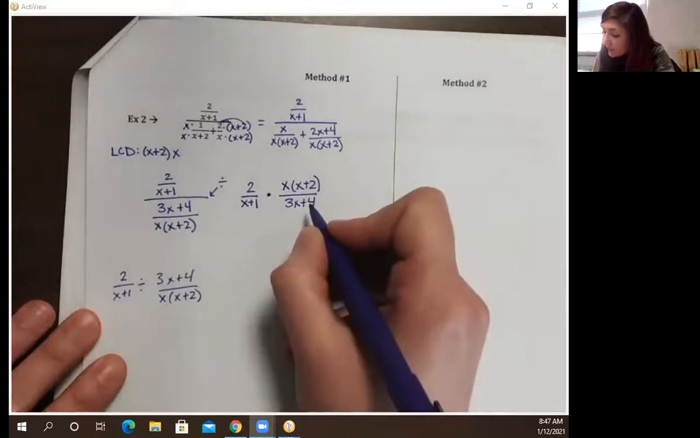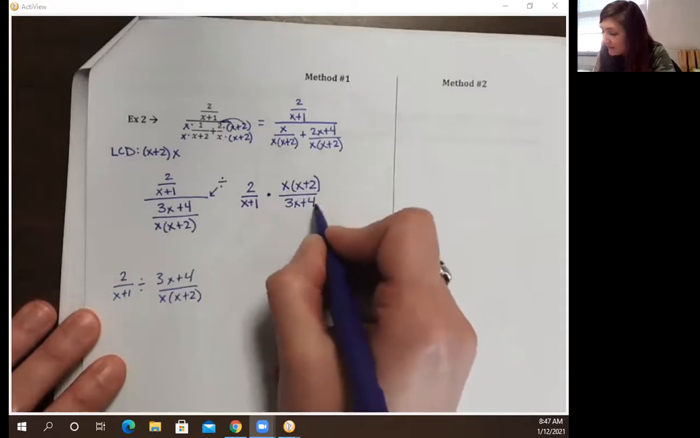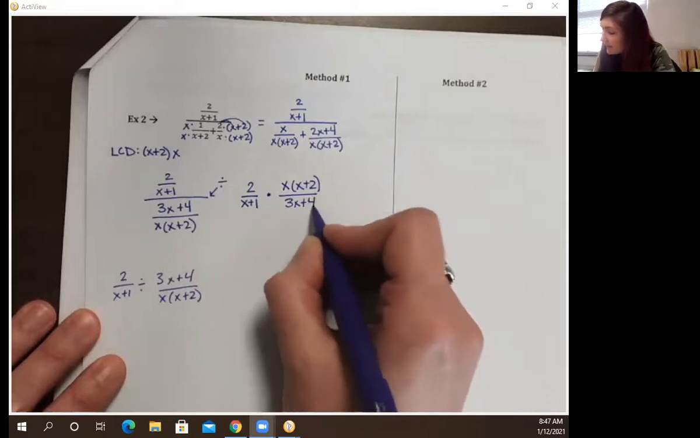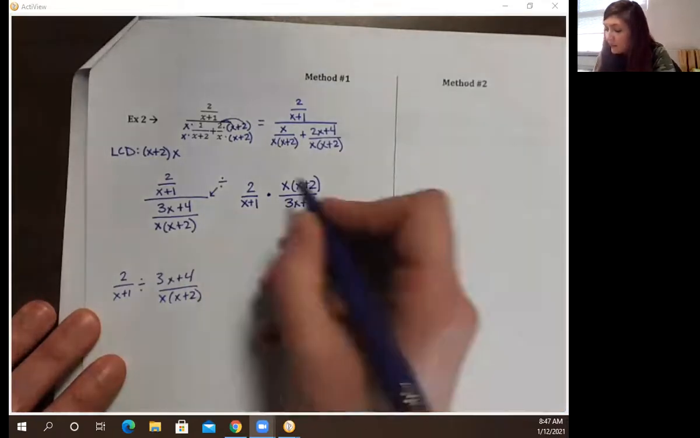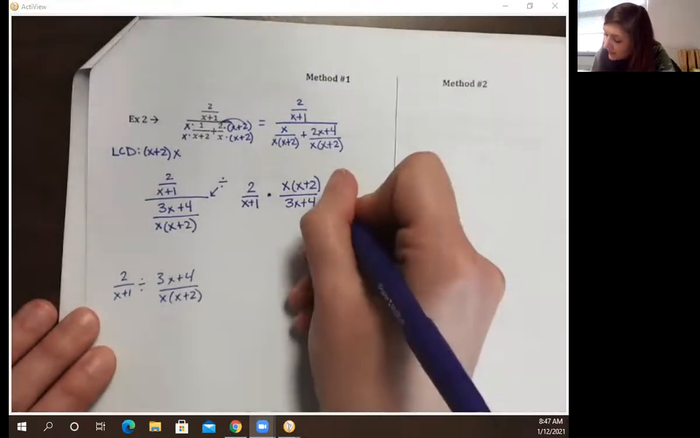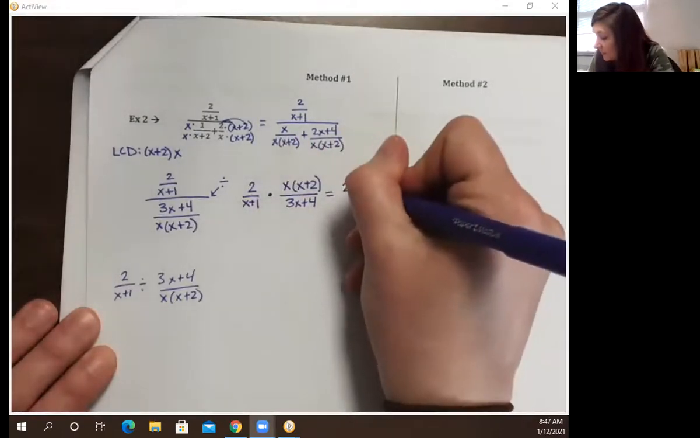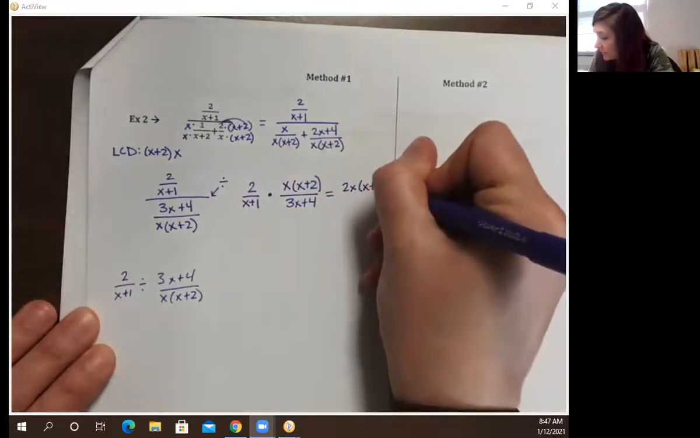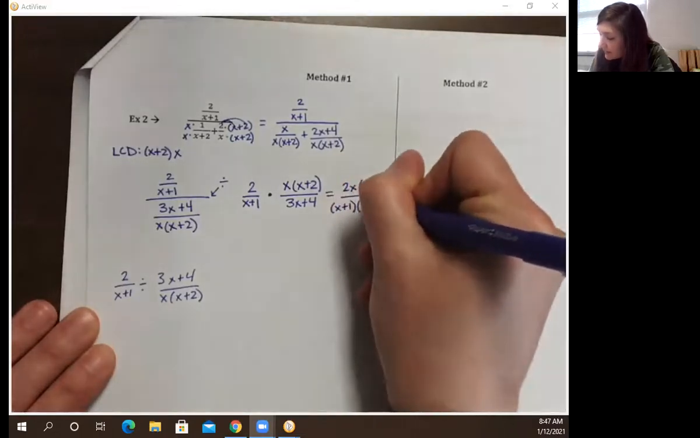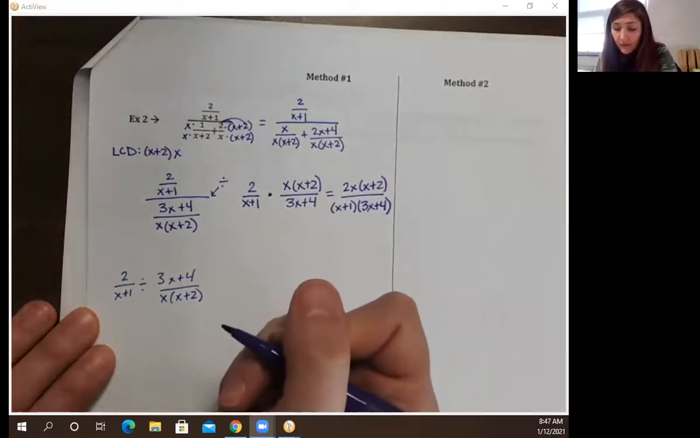And so now what I want to look to do, since I've got factored form here, I want to check to see if I can factor anything else to be able to reduce. This won't factor. There's no factoring to do there. 2 is prime, so I don't have any factoring to do there either. So all I have left to do is multiply across the top and multiply across the bottom. So this on top here would give me 2x times x plus 2 over x plus 1 times 3x plus 4. That would be our factored form of our answer.